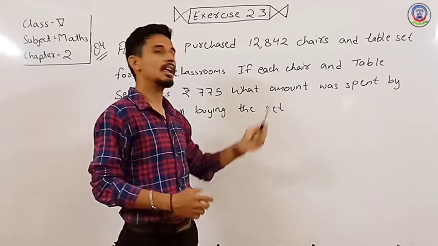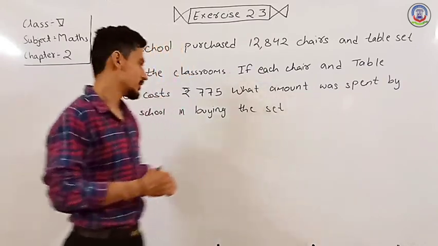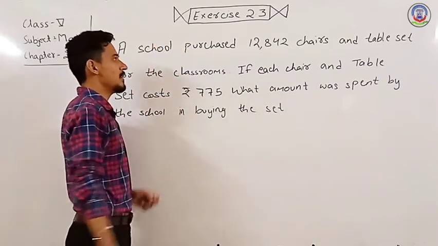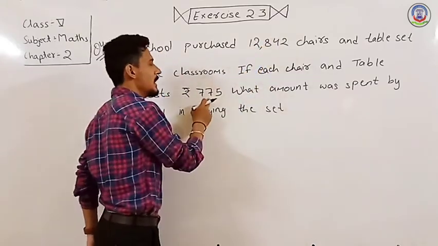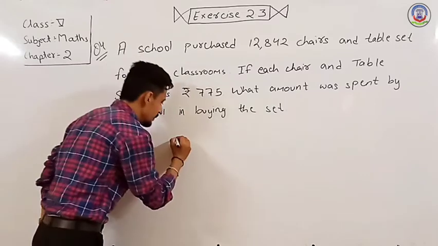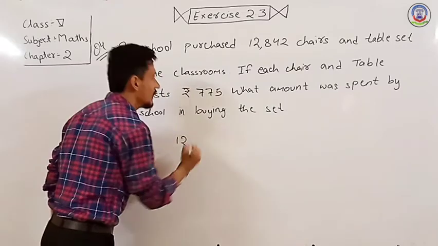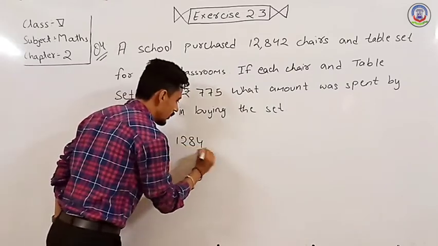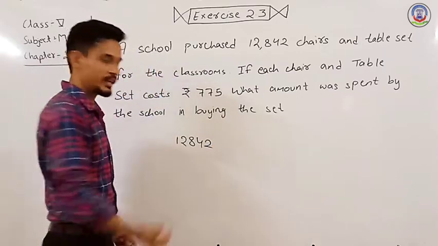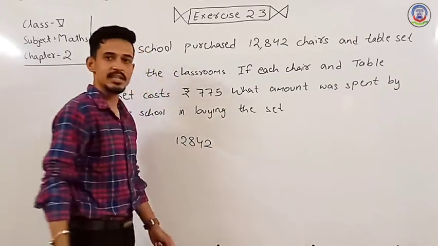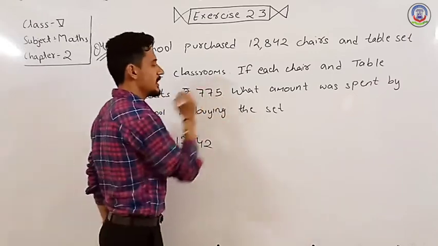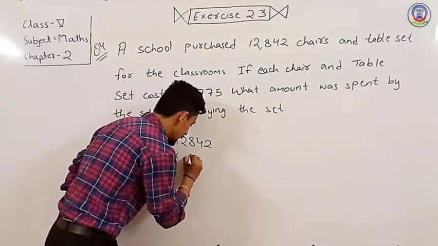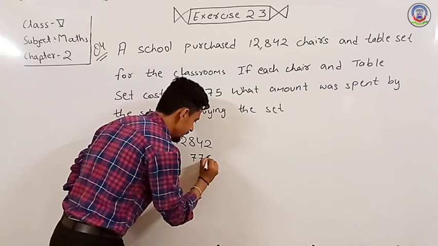तो इसमें हम क्या करेंगे मल्टीप्लिकेशन. So how can we multiply? First this is a multiplicand and this is a multiplier. So first we write multiplicand 12,842. ये क्या है हम लोग के टेबल और चेयर्स के सेट. अब हम लोग उसको मल्टीप्लाई कर रहे हैं किससे 775. सो इधर लिखेंगे हम लोग 775.